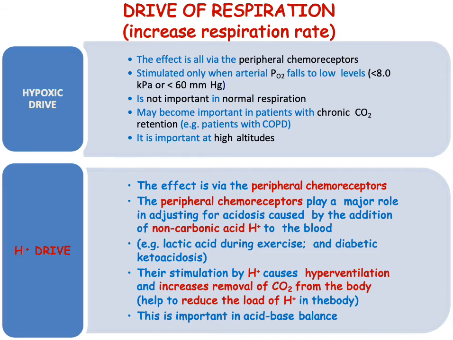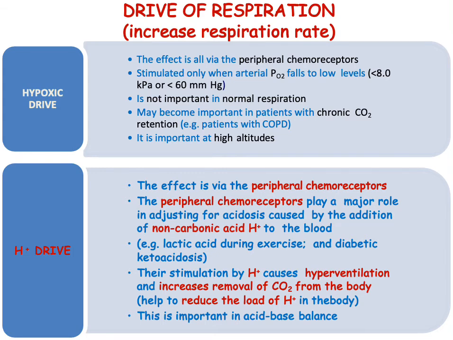The hydrogen ion drive also has an effect via the peripheral chemoreceptors. The peripheral chemoreceptors play a role in adjusting the blood acidosis caused by hydrogen ion that is increased by the production of non-carbonic acid in the blood, such as lactic acid during exercise, or in patients like diabetic patients with ketoacidosis.